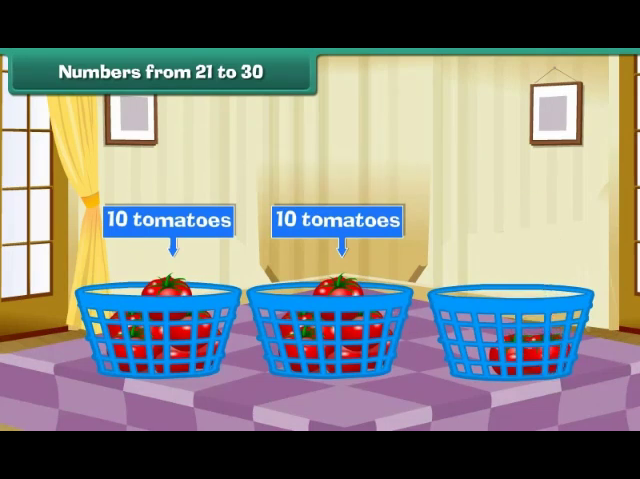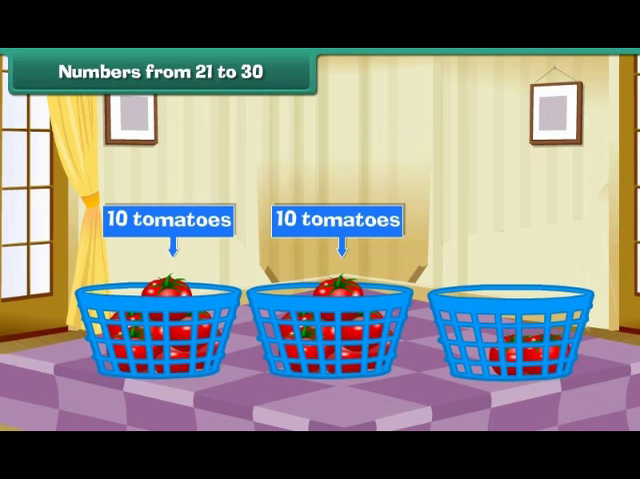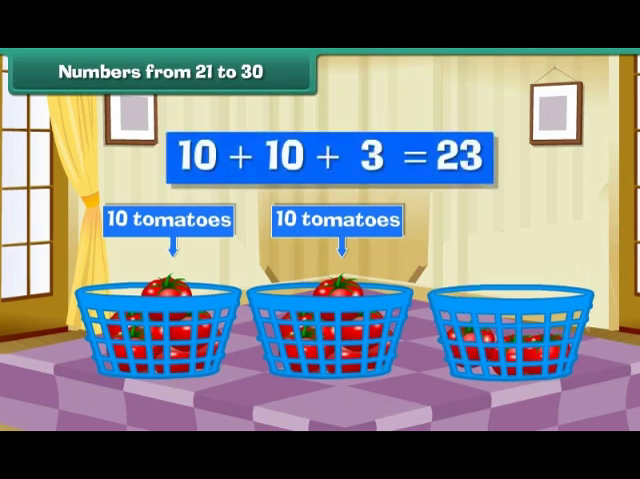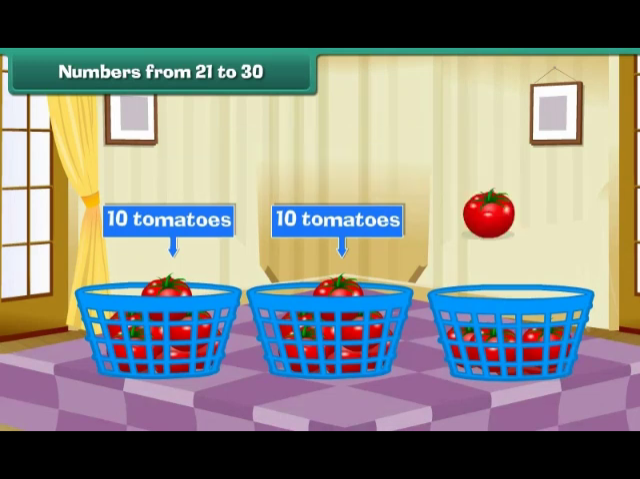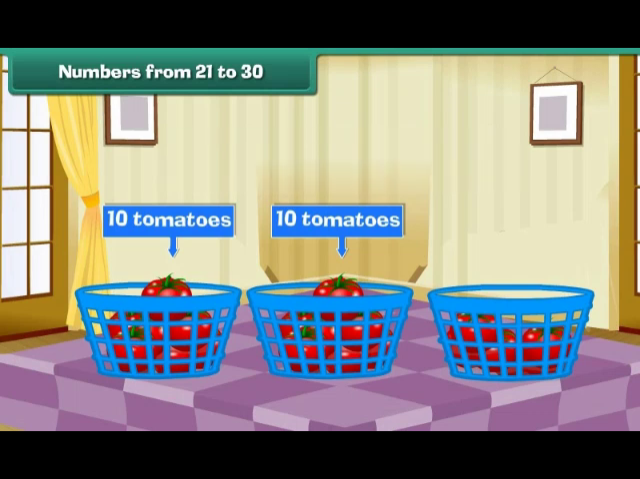Place one more tomato in the 3rd basket. We have 2 tens and 2, that is 22 tomatoes. Similarly, 2 tens and 3 make 23. 2 tens and 4 make 24. 2 tens and 5 make 25. 2 tens and 6 make 26.